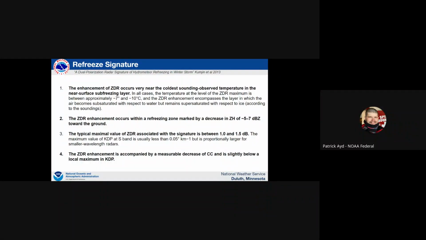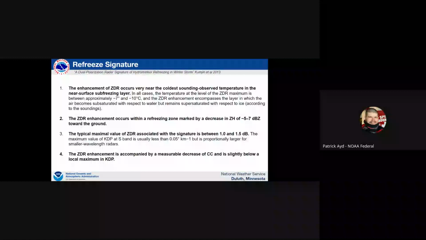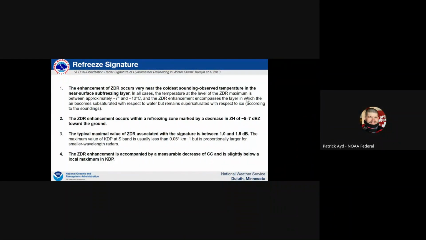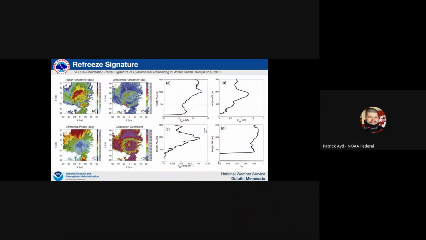Which is below the melting layer for hydrometeors that are fully melted. So here's what it looks like. I'll show several, and I think I spelled Kunjin's name wrong, so my apologies. But all right, so there's our ring of melting aloft, pretty typical of what we see.